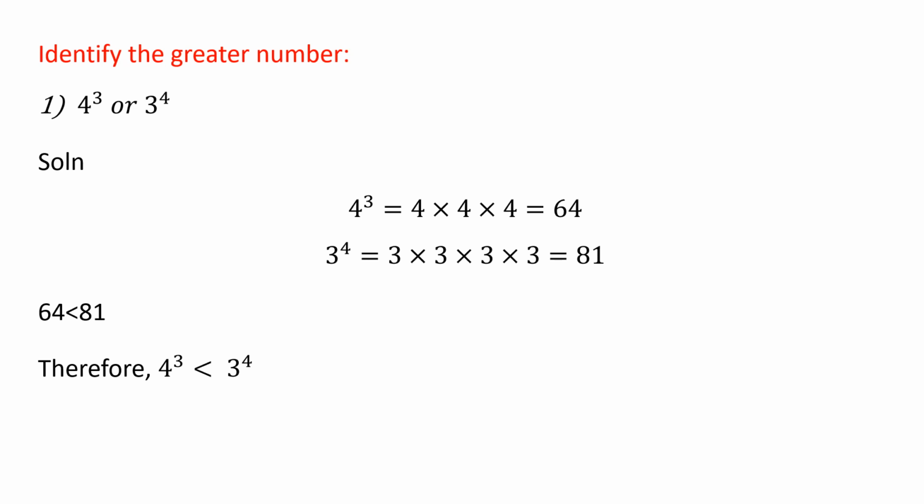Next 3 power 4. So 3, how many times you want to multiply? 4 times. 3 into 3 into 3 into 3. So multiply it and write down the answer. You are getting the answer 81. So whether 64 is greater or 81 is greater? 81 is greater, right? So therefore 3 power 4 is greater. This is how you will find the greater number if the question is given in exponential form. You want to write like this and you want to find the greater number. Is it clear, children? So these are the small introduction part problems.